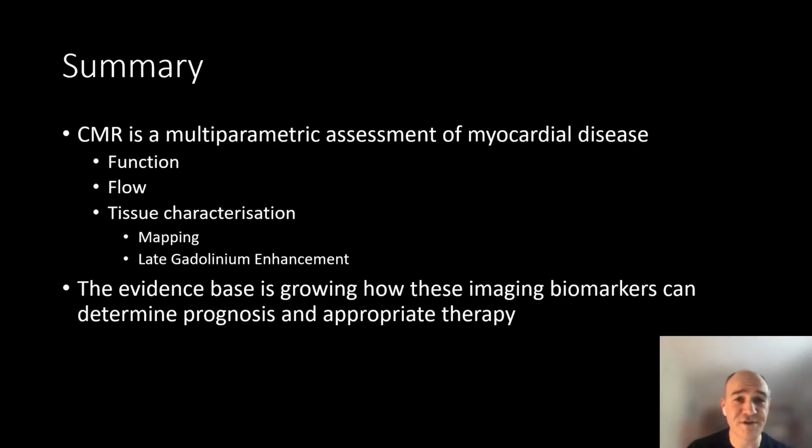So I'm going to finish there. I appreciate that was a real whistle-stop tour. I just really want to say, cardiac MRI is a multi-parametric assessment of myocardial disease. It can look at function, it can look at flow, and particularly it can look at tissue characterization with myocardial mapping and late gadolinium enhancement. And I think those are the real cornerstones of identifying myocarditis and cardiomyopathy. The evidence base is growing on how these imaging biomarkers can determine prognosis and appropriate therapy. And we'll see guidelines changing and introducing cardiac MRI for most of the conditions that we've been talking about over the last 25 minutes or so.